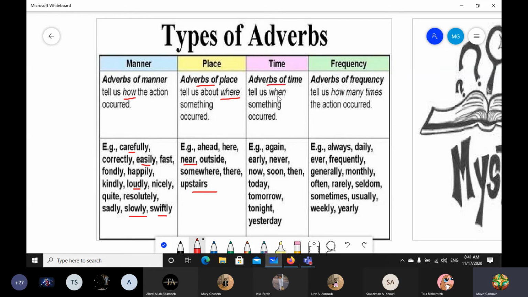And the adverbs of time tell us regarding when something occurred, the time of the event or of the action. And here we have a couple of examples: never, soon, tomorrow, tonight, yesterday. This action happened yesterday in the past. And the adverbs of frequency tell us how many times, the repetition. When I say repetition, this thing happens always. This thing never happens. This action happens monthly or seldom or usually or yearly or weekly.